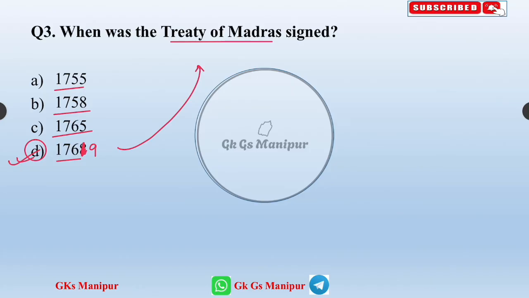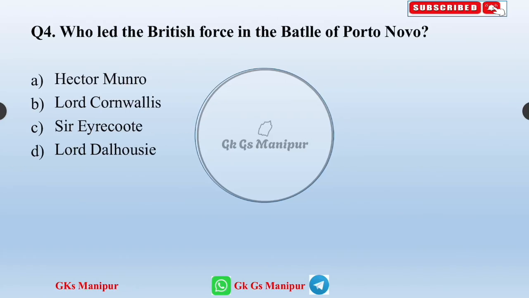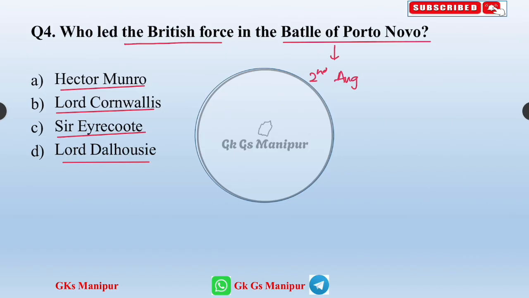Next question, question number 4: who led the British force in the Battle of Porto Novo? Option number A Hector Munro, option number B Lord Cornwallis, option number C Sir Eyre Coote, and option number D Lord Dalhousie. The Battle of Porto Novo was a battle of the second Anglo-Mysore war.